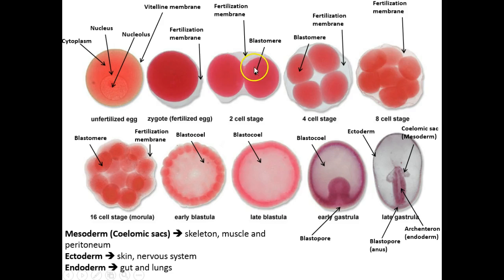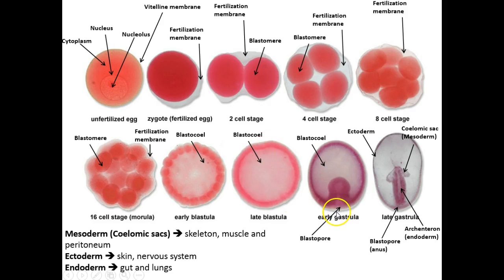Once they start to divide, we call these different cells blastomeres. So you can see what happens through the 4-celled and 8-celled stage. So the 16-cell stage, the morula, is basically a ball of cells. It becomes a blastula as soon as it starts to get hollow in the center and have what's known as a blastocoel. Here we have many more cells, so a very developed blastocoel.